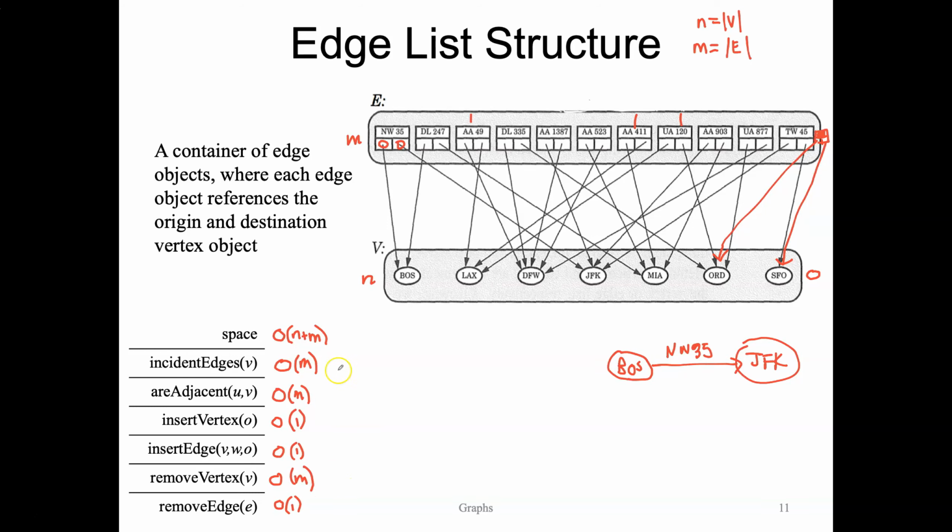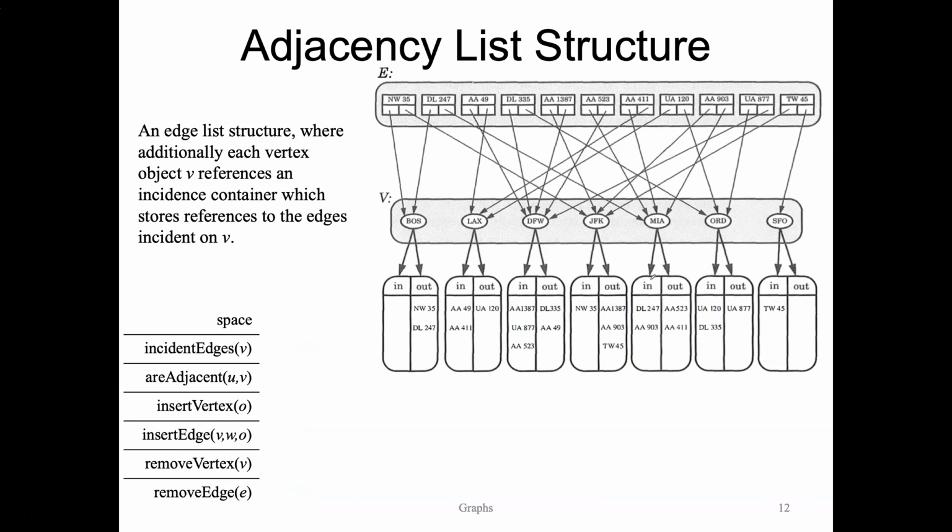Now you'll notice that some of these operations we could have done a little bit more efficiently, or they would have been a little bit easier if we had stored information additionally for each vertex, which gave reference to what edges are associated with that vertex. And this is what an adjacency list structure does. So this is our adjacency list structure. It looks very much like an edge list structure. Everything up to this point is the same.